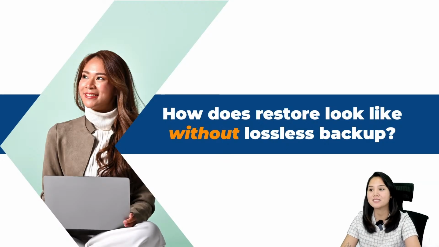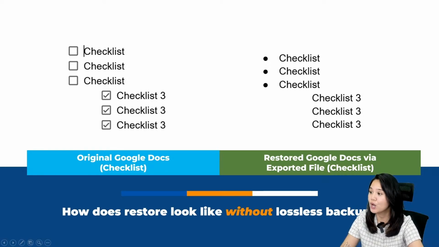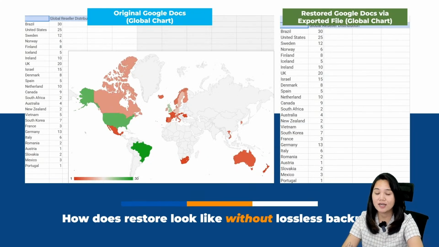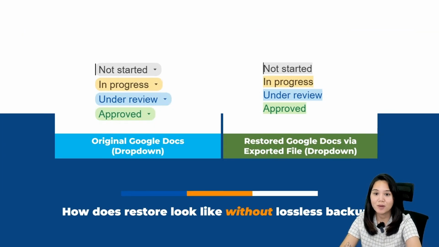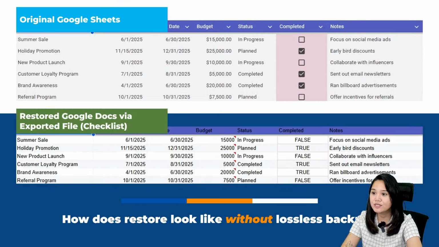Let's see what happens when restores are done without lossless backup. When backups are based on export, you don't just lose files, you also lose functionality. For example, checklists stop working. Charts disappear. Word art in presentations turns plain. Drop-downs flatten. Forms turn static, and even sheets lose their interactivity.